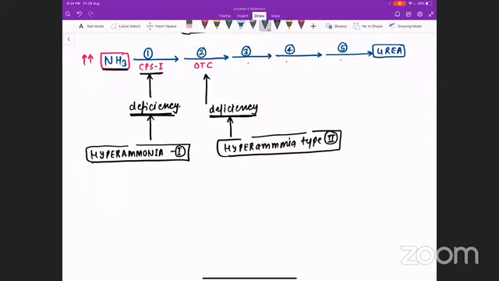I want to add one more special point regarding hyperammonemia type 2. No need to go into detail about where this molecule is coming from. Just remember directly: hyperammonemia type 2 is associated with orotic aciduria. No need to go into detail about what orotic acid is. There is no need. Just remember directly that type 2 is associated with orotic aciduria.